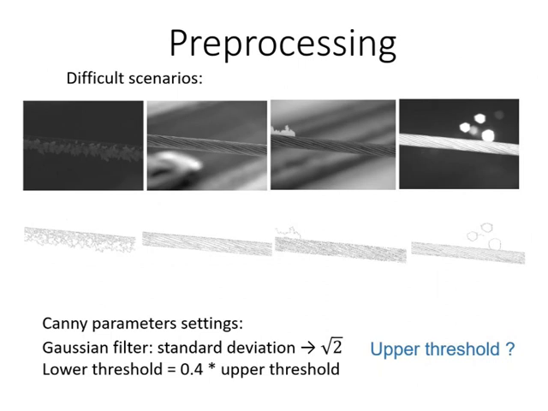In our case, we're just going to select one threshold, and the other one, the lower one, will be just 40% below that level. We fixed the standard deviation as square root of 2, thus we only needed to select the upper threshold. Let's use one of the problematic images, the one that had some moving cars on the background.